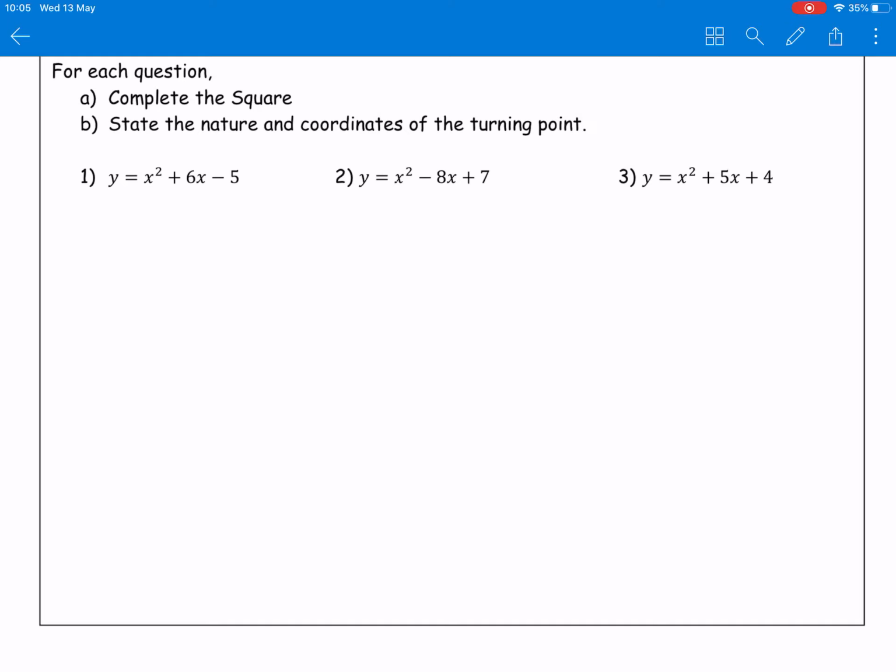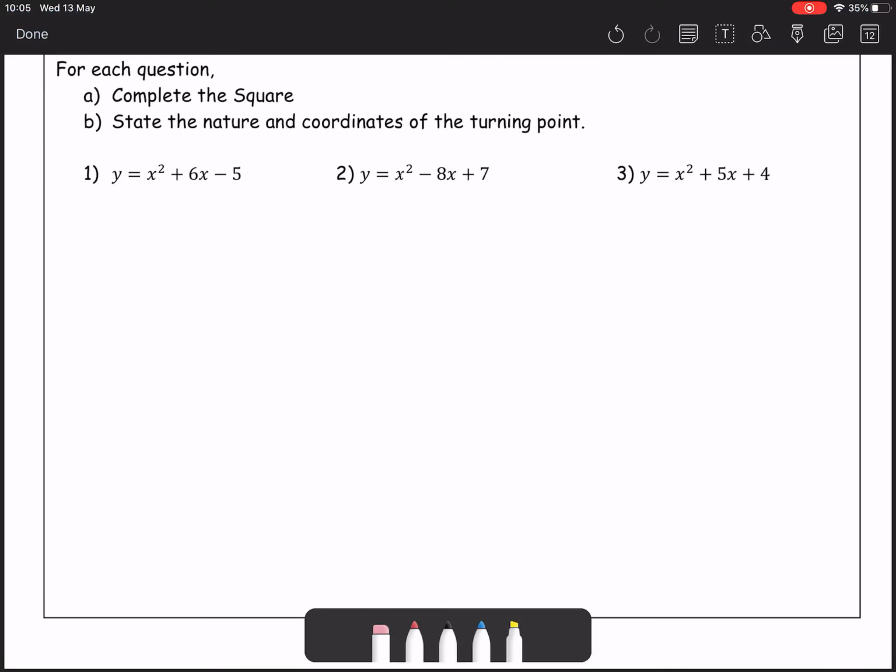Hi S4 pupils, here are a few examples of completing the square for the National 5 course. Maybe a few methods that you've seen, all slightly different, and this will give you a wee idea of how to approach it. So if you have in number 1 a quadratic, x squared plus 6x minus 5, when we complete the square, we're going to consider rewriting our x squared and x part of our quadratic.